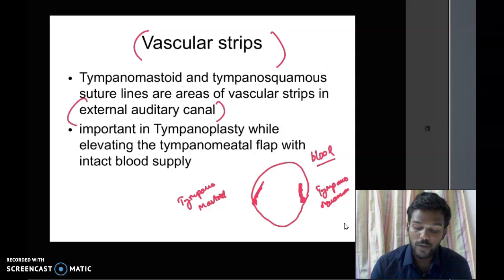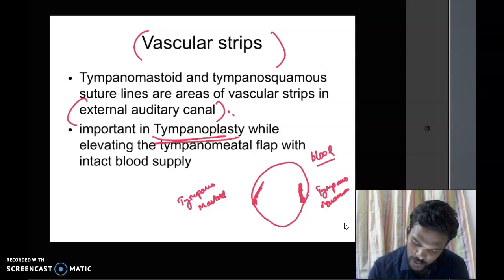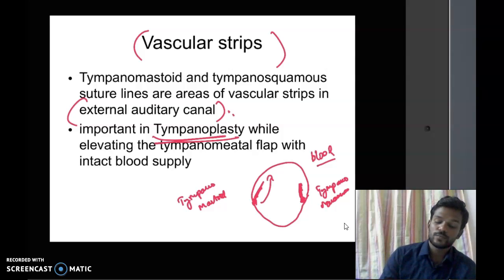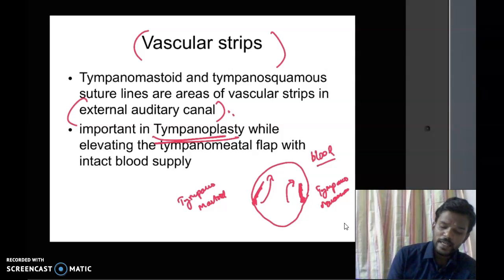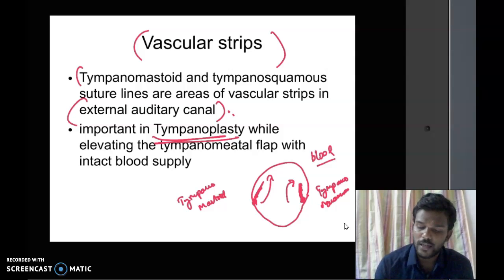So that's why while doing tympanoplasty, we elevate the tympanomeatal flap in this fashion. While elevating the tympanomeatal flap, we should keep the tympanomastoid and tympanosquamous suture lines intact. The flap over these two suture lines should be intact, so that the flap has an intact blood supply. That is the surgical importance of these two suture lines.